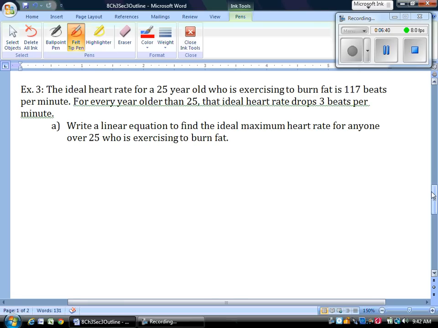Okay? First thing it wants me to do is write a linear equation to find the ideal maximum heart rate for anyone over 25 who is exercising to burn fat. So I'm taking this information and I want to put it into slope-intercept form. Okay? First thing we need to do is identify our variables, x and y. We can say that x stands for the number of years over 25 that somebody is. And y is the heart rate.